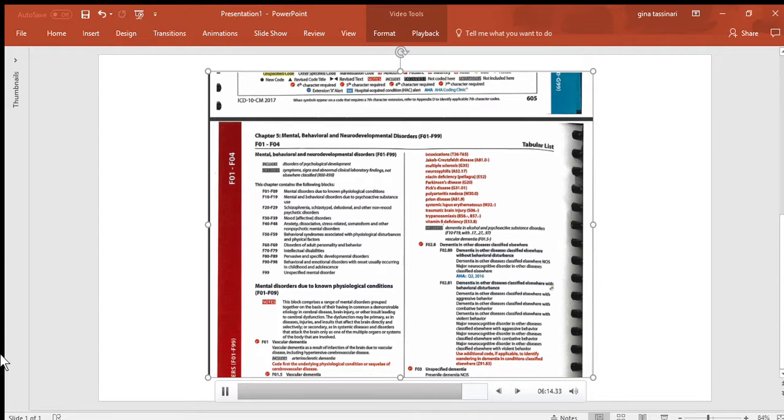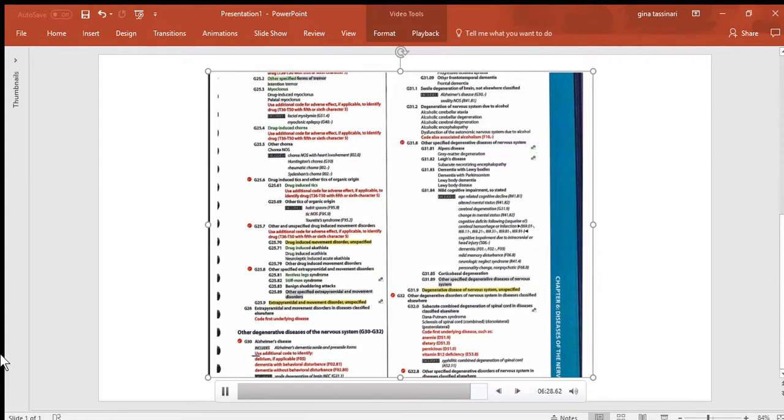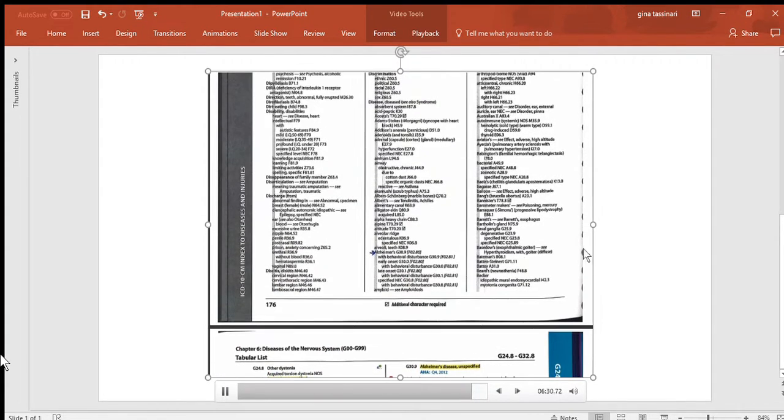So now after looking these up in the index to diseases and then going to the tabular section, reading all of the instructional notes that are there and our includes notes and our excludes notes, it does appear that the two correct codes that we need to code are G30.9 followed by F02.80. This concludes our video.